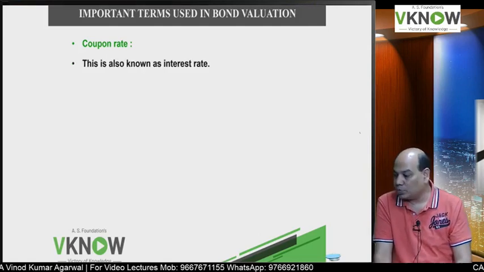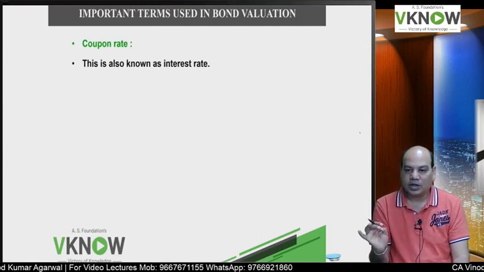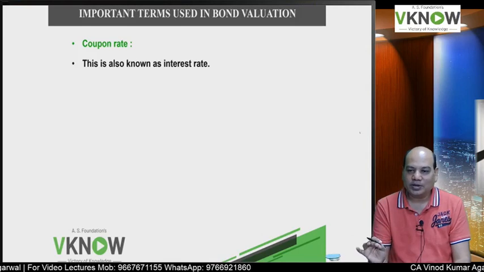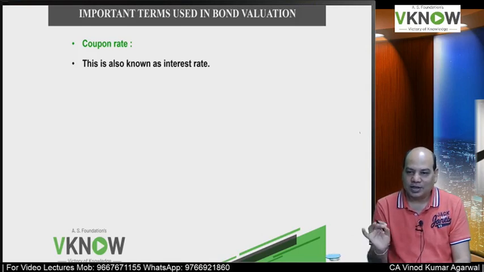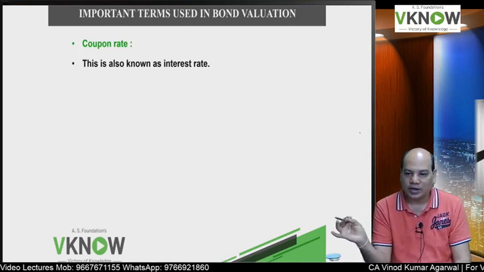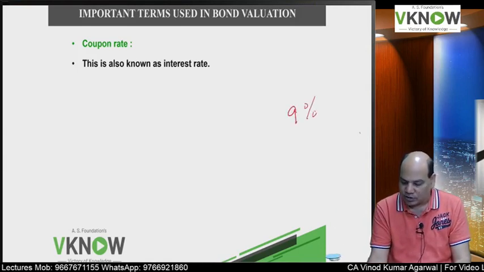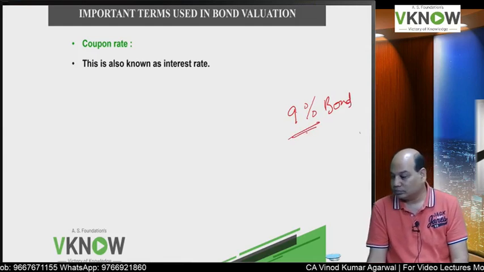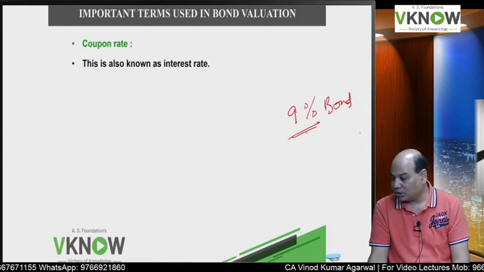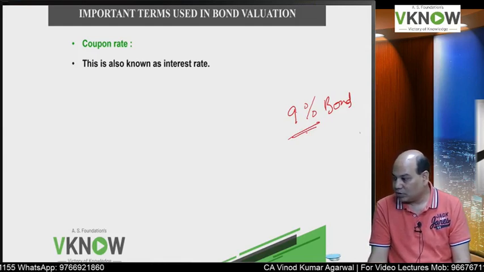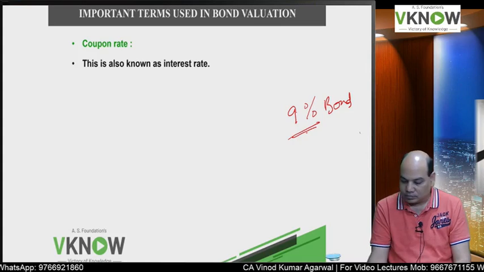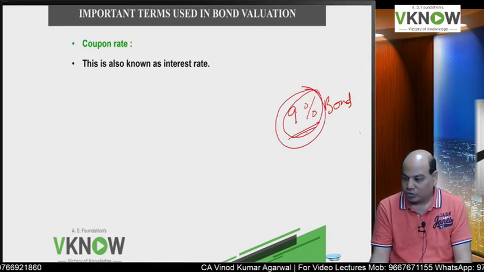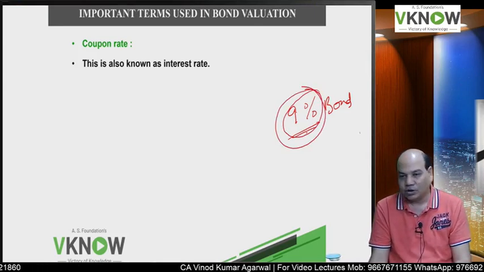Second concept is coupon rate. Coupon rate means the rate of interest as determined by the company and agreed by the investor that the company is going to pay this rate of interest. So for example, if it is mentioned 9% bond, what does this 9% indicate? Please reply. This 9% will indicate that the coupon rate is 9%. Company will pay interest at the rate of 9% on the face value.